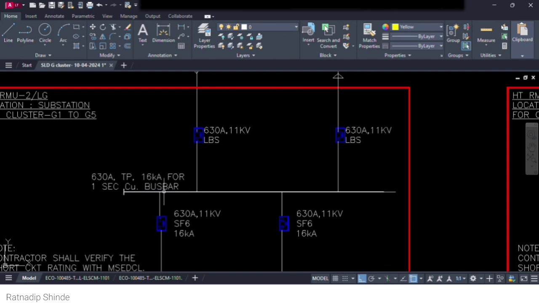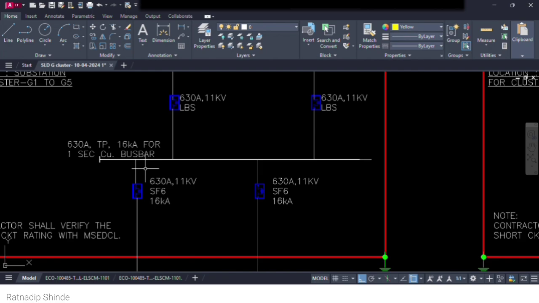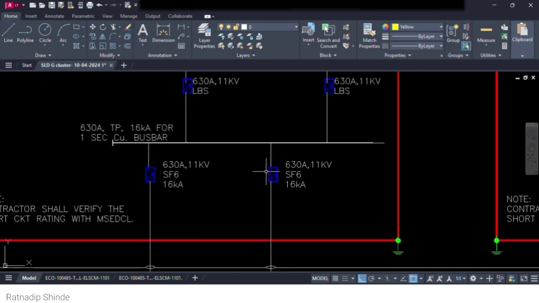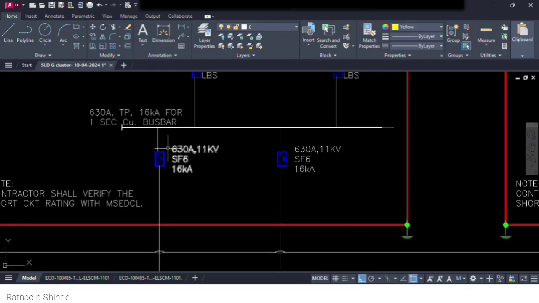Now you can see there is a copper bus bar. This copper bus bar is rated 630 ampere, three phase, so three bus bars will be there, and 16 kilo ampere is the short circuit rating. For 1 second, it can handle 16 kilo ampere current without any damage. Now there are outgoing feeders from that bus bar.